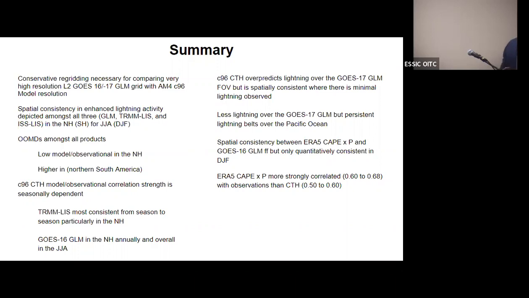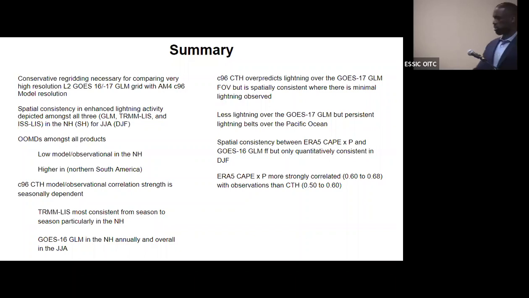And that's probably two reasons for that. One is that it's largely ocean, so you won't have as much convection and lightning over that region. So those are kind of things we can really look into.